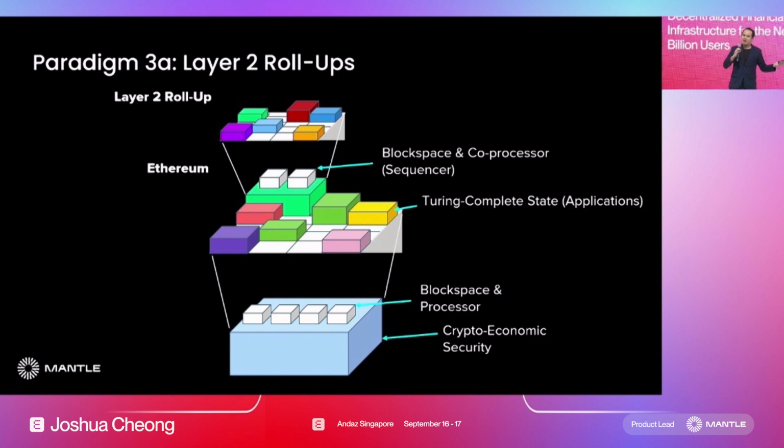We had a challenge though. We're still bounded by the speed of the processor and the size of the block space. So the next paradigm was to say, hey, let's do rollups, right? Rollups solve something that initially forks couldn't do, which is we could leverage the underlying crypto economic security, and we could take parts of it as well.